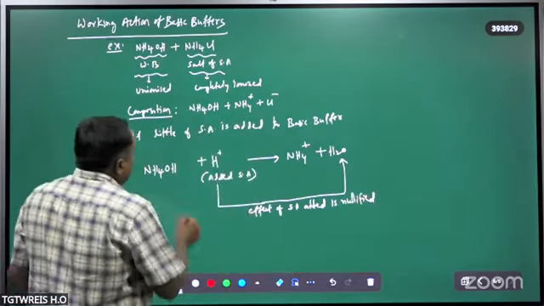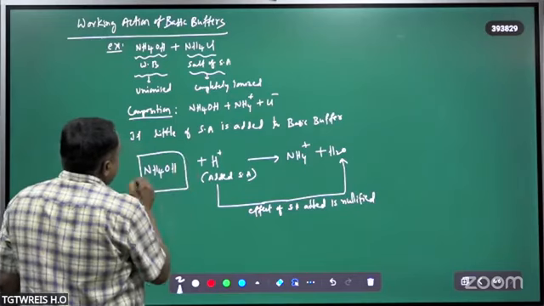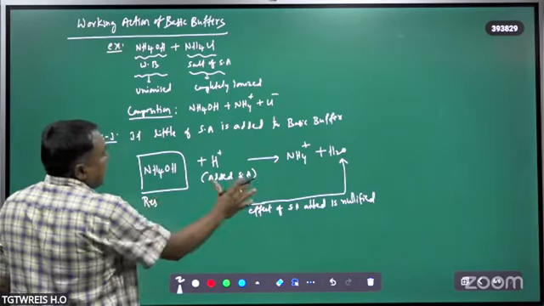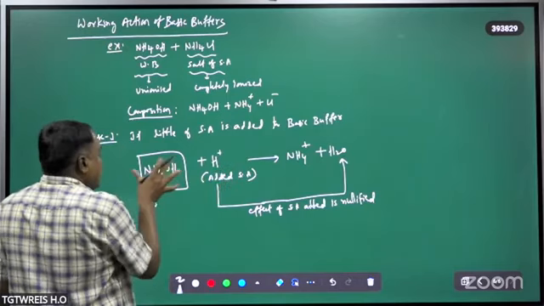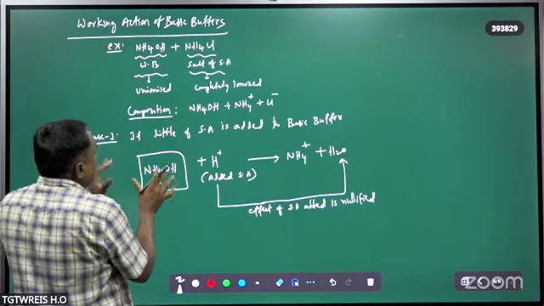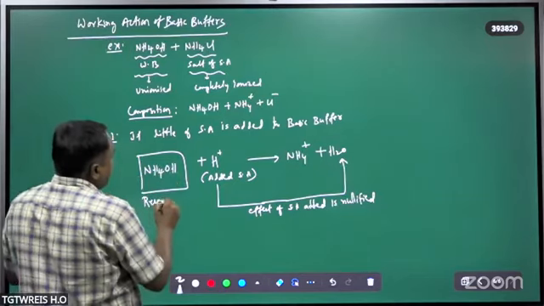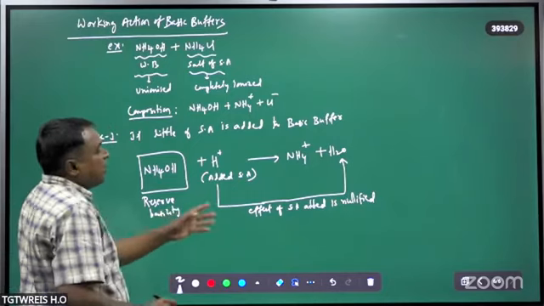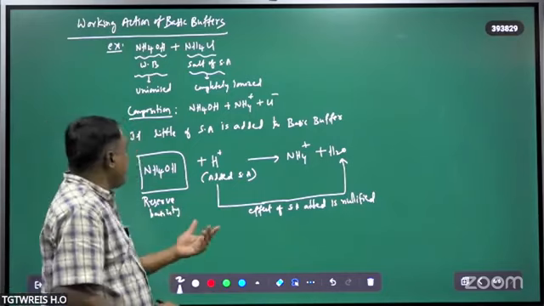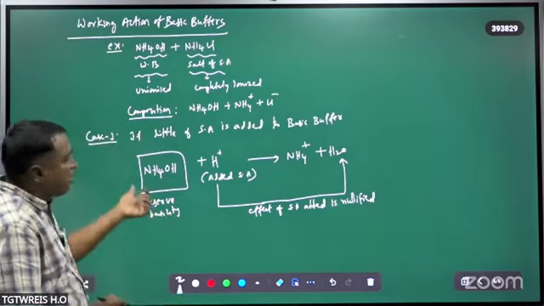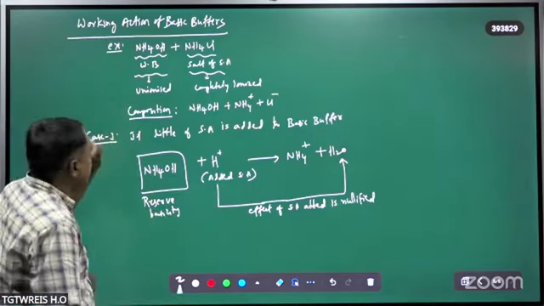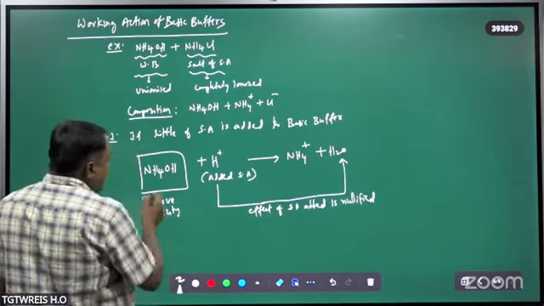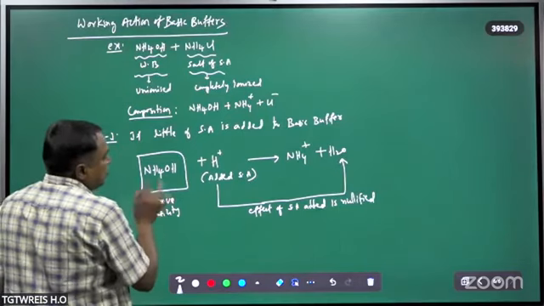So this is due to what? This reserve force. What is the reserve force? This is the base. This is the reserve. Here we are adding strong acid, but already in the buffer solution we have base, reserve basicity. So why is the effect of strong acid nullified? Because of this reserve basicity present in the buffer solution.